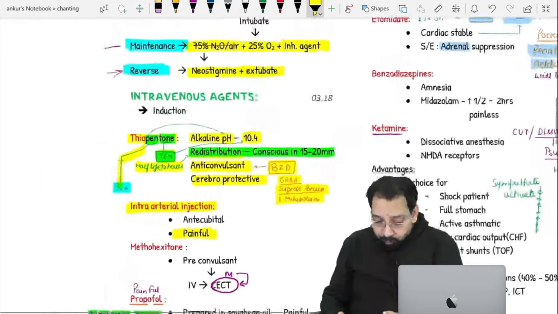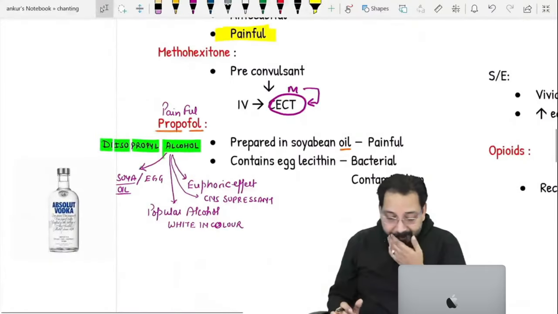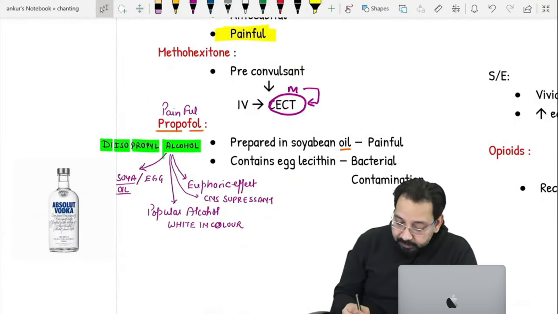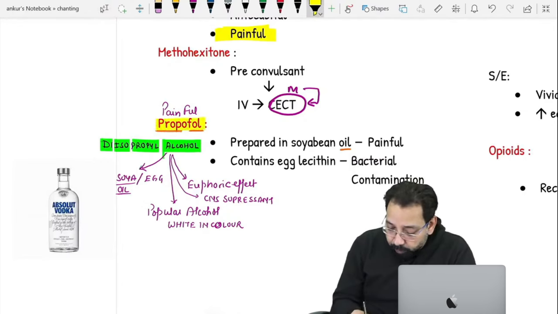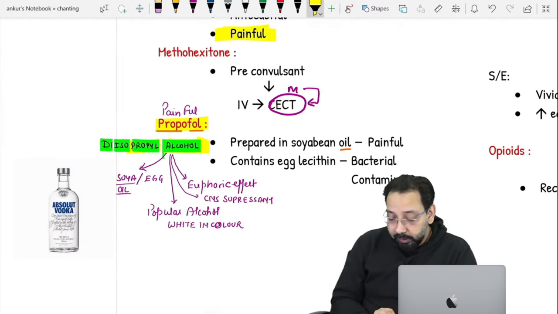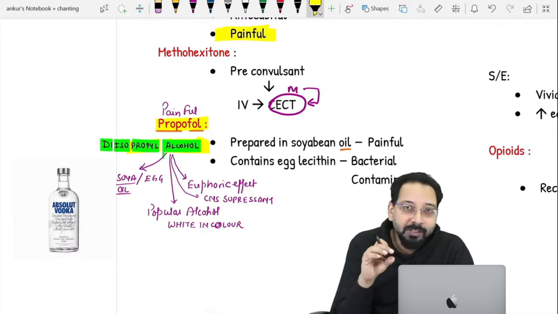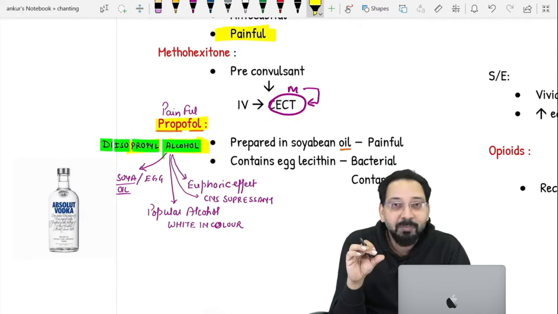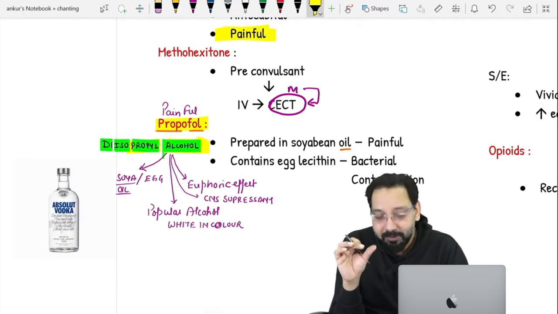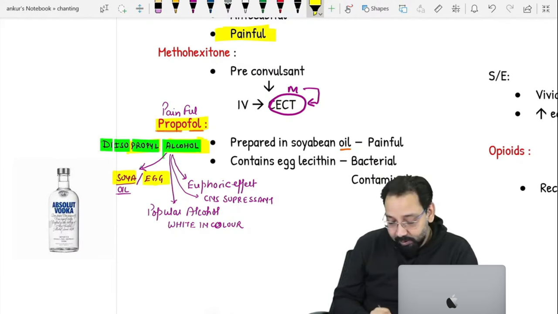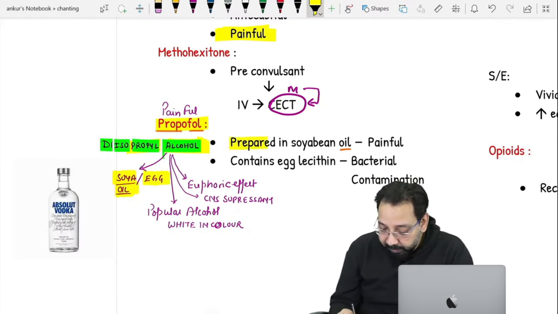Now propofol, very very important. Every time a question is asked, you can easily remember: propofol, fol, ol. Ol means alcohol. Yes, vodka, the color of milk. Propofol is actually diisopropyl phenol, like propyl alcohol. When you take alcohol, you always take some snack, sometimes soya chaap, sometimes egg. So it is prepared in soyabean oil and egg lecithin.